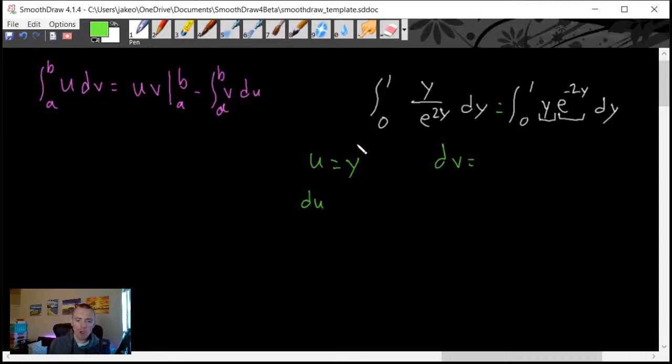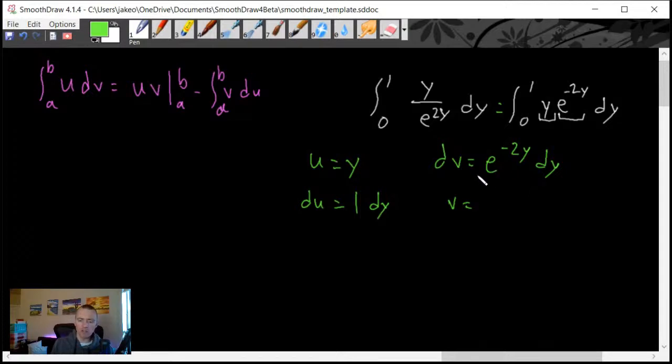So if we're going to make our y u, because that's going to allow us to take the derivative of y instead of the integral, that leaves e to the negative 2y for dv with our dy in there. So then once we figured out u and dv, we need to find du and v. Well, du is just the derivative of u, derivative of y, like I said, is 1. And we do also want to keep our dy in there. dy is always going to go with dv and du.